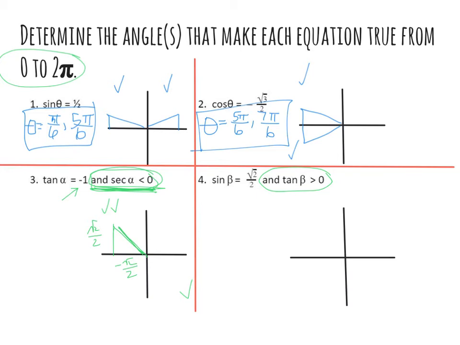When I look specifically at what angle that represents, because it's in the second quadrant, alpha, so we're using just alpha, a different Greek letter instead of theta, alpha would be equal to 3 pi over 4. So that's the only answer here, because tangent of 3 pi over 4 is negative 1, and it guarantees that the secant of that angle is less than 0, meaning that it's negative.